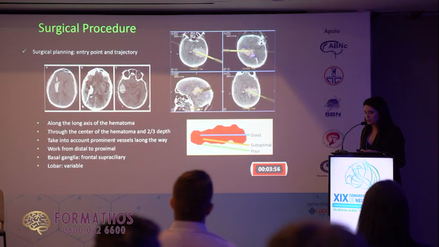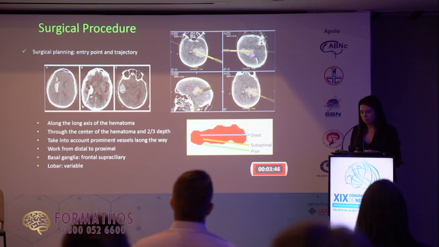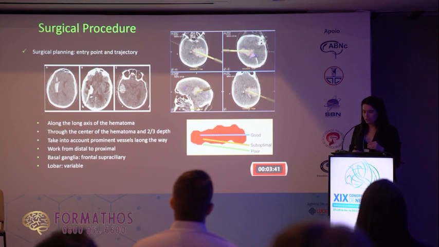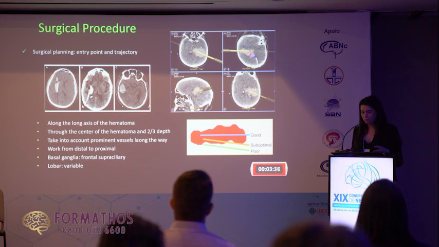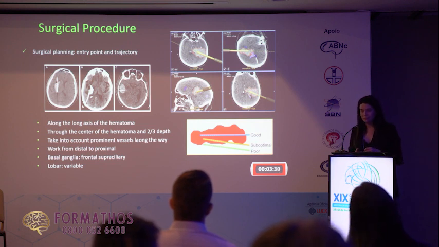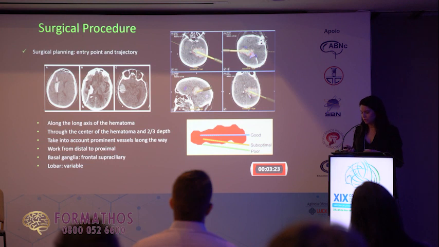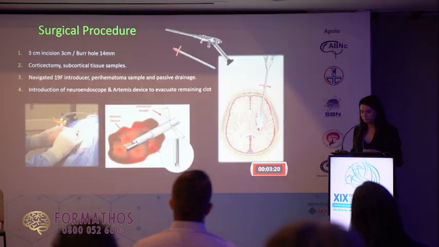So how do you do this technique? So basically, you first need to plan the entry point and the trajectory you're going to do. This is similar, I don't know if you're familiar with the MISTIE trial, but it's exactly the same. So you need to go through the middle of the hematoma, you need to get at least 2/3 of depth of the hematoma, and obviously avoid great vessels, avoid eloquent areas. So basically for basal ganglia hematomas, a frontal, somehow supraciliary trajectory is going to be the best one, and for lobar hematomas, obviously it's going to depend on where the hematoma is.